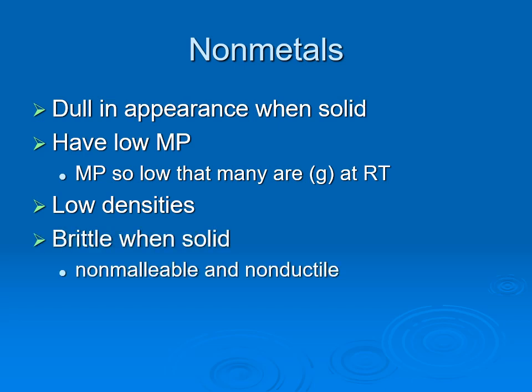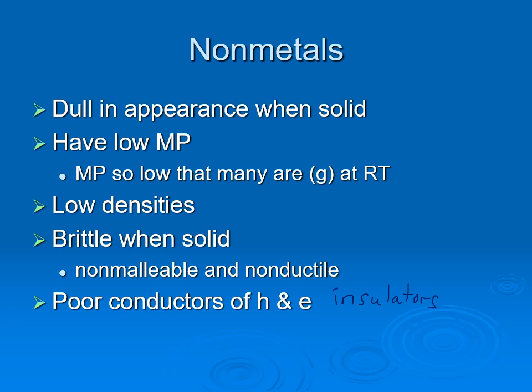Nonmetals, if they are solid, are very brittle, so you cannot hammer them, you cannot create wires out of them, you can't make them into thin sheets, so we consider them non-malleable and non-ductile. If they are solids, they are very brittle, so if you strike them, they would just shatter. Nonmetals are very poor conductors of heat and electricity, so much so that oftentimes they are called insulators.